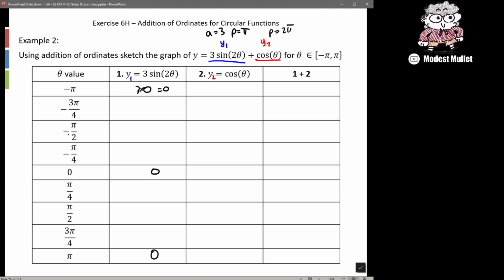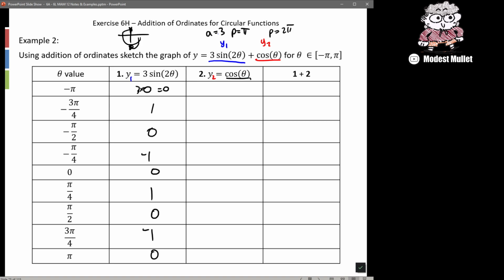What other ones can we knock out? -pi on 2. Put that in there. That's going to be the same as -pi. That's also 0. Okay, -3 pi on 4. So -3 pi on 4 in there. 2 and the 4 cancel, leaving 2. So that's -3 pi on 2. -3 pi on 2 is around to there. So that's going to be 1. Do the same thing for -pi on 4. -pi on 4, cancel, cancel. You get -pi on 2, which is around there. That's -1, and that pattern will repeat.